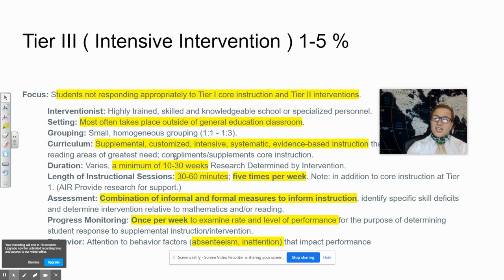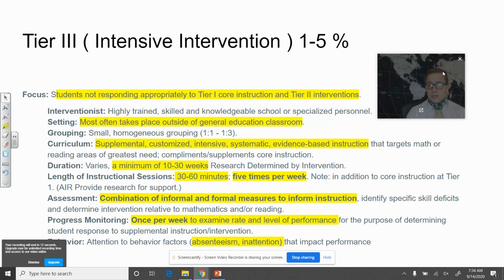Curriculum is supplemental, customized, intensive, systematic, evidence-based instruction. So this is new. This is different curriculum from every other student. It's going to very specifically target the area of greatest need. Duration varies, with a minimum of 10 to 30 weeks.